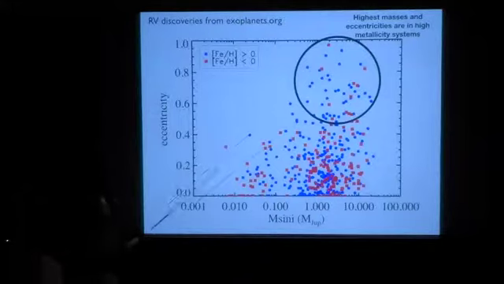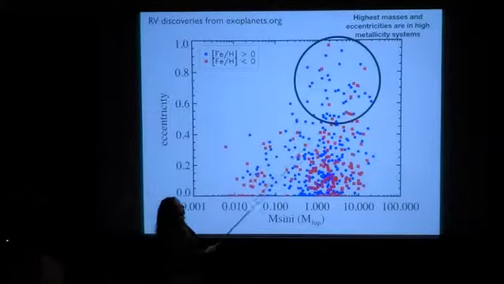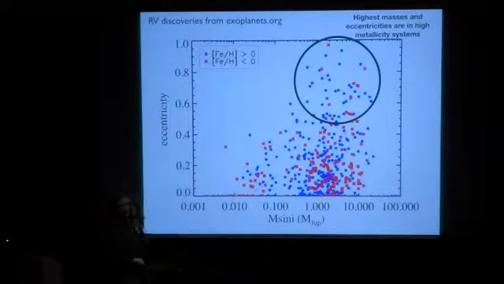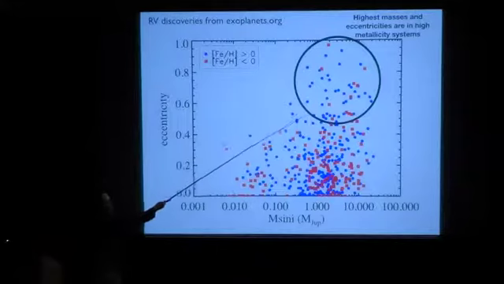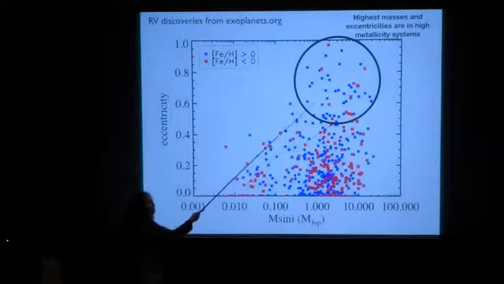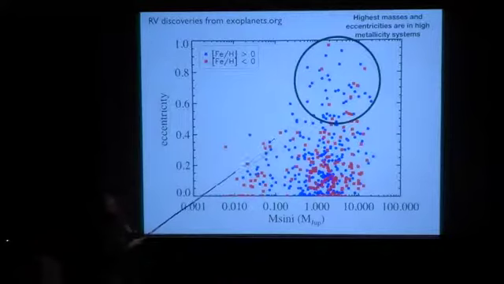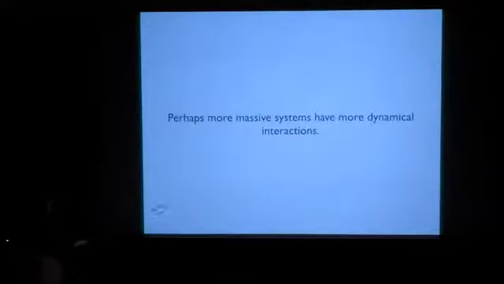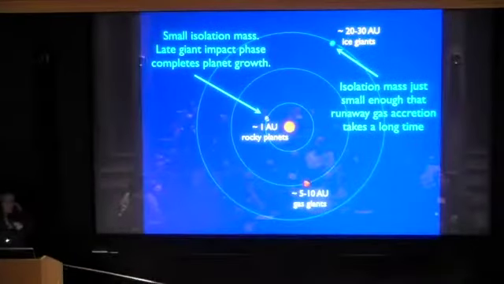Also, the highest masses and eccentricities are in the high metallicity systems. So maybe that gives us a clue, right? So maybe they have the high eccentricities because they were the systems that had a lot of planets, and so they get scattered the most. All right, so maybe more massive systems have more dynamical interactions. All right, so let's go back.